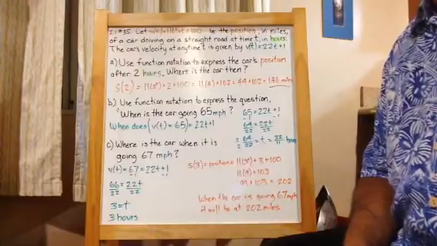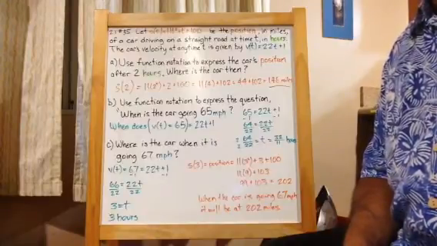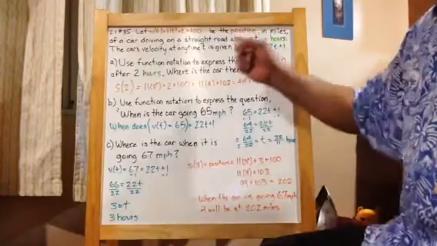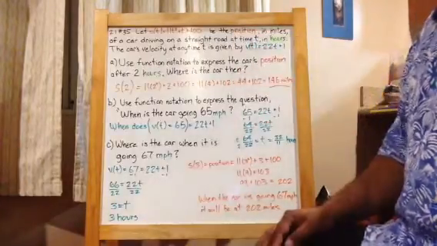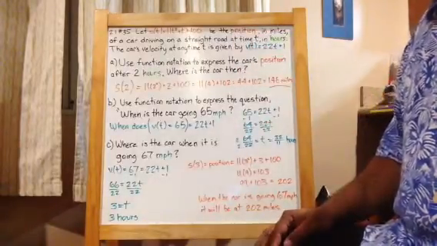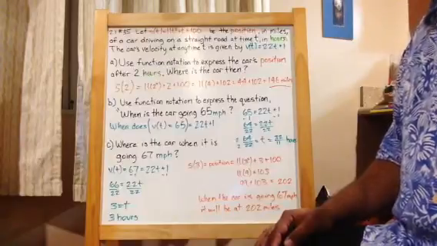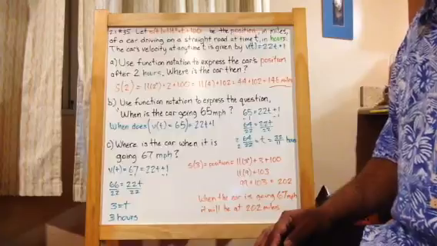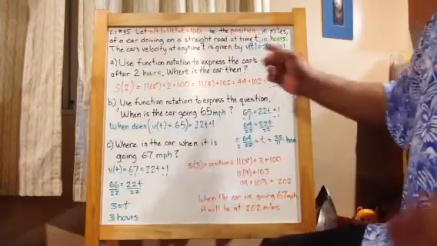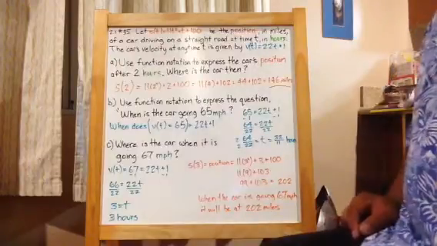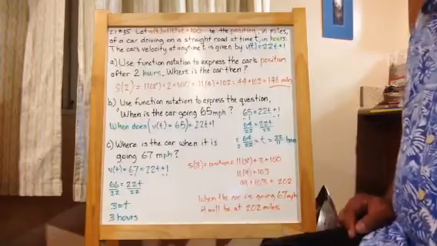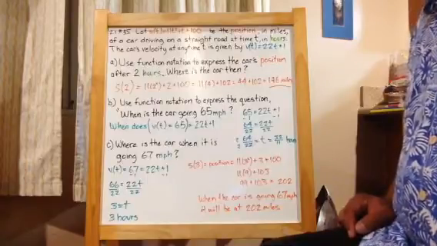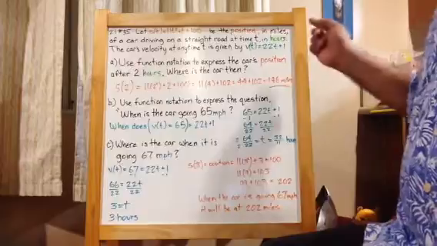Let s of t equal 11t squared plus t plus 100 be the position in miles of a car driving on a straight road at time t in hours. The car's velocity at any time t is given by v of t equals 22t plus 1. So let's look at what we can surmise from this statement.